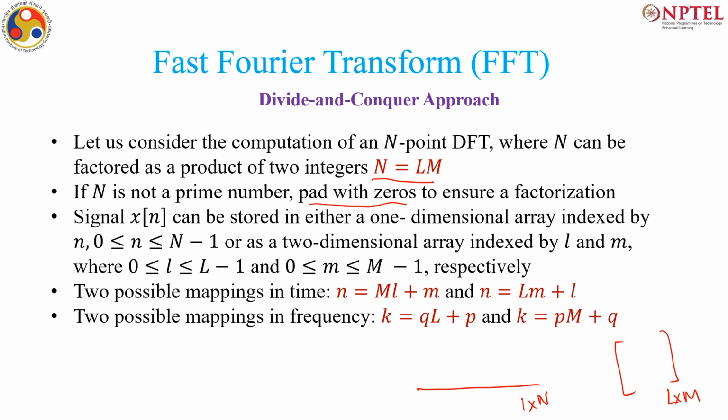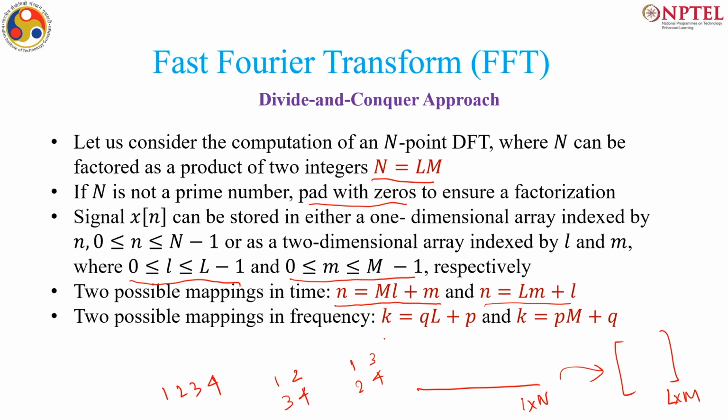So, how can we map this 1D into 2D? Is this a unique way or are there multiple ways? For example, if I have 1, 2, 3, 4, I can write it as a 2 by 2 matrix like 1, 2, 3, 4 or 1, 3, 2, 4. Accordingly, there can be two possible mappings. One is n can be thought of as capital M l plus small m, where small m varies from 0 to capital M minus 1 and small l varies from 0 to capital L minus 1.